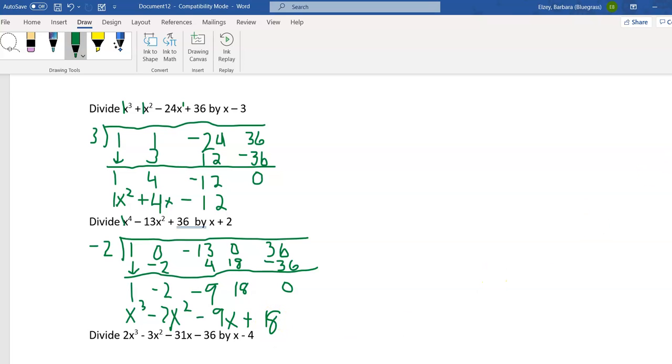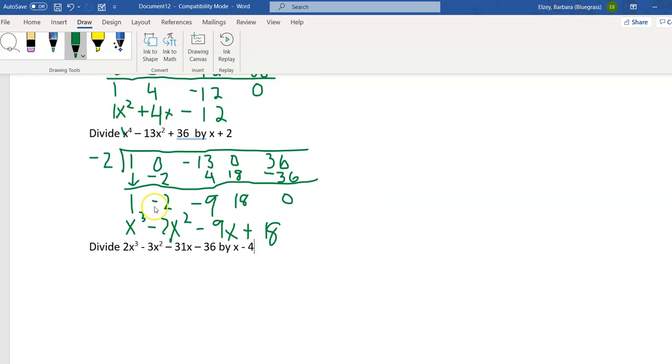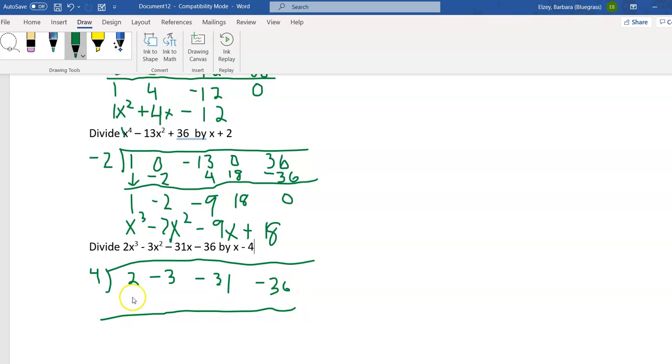Okay, so let's do one more. So we want to divide this polynomial by x minus 4. Again, notice this is just a plain old x, so we can do synthetic division. Let's put a positive 4 in front. And bring down 2, negative 3, negative 31, and negative 36. And now let's start our process. First, the first number comes all the way down. Now multiply, add, multiply, add, multiply, add.